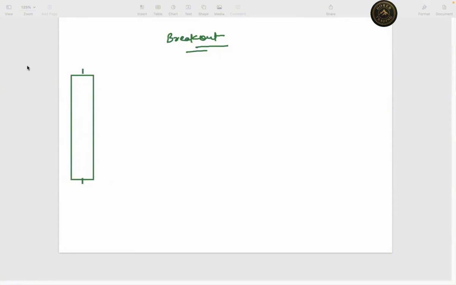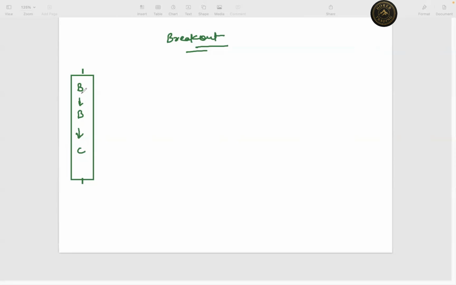But first of all, we need a big body candle. It's an unusual candle that is different from an ordinary candle, more powerful than an ordinary candle. So it's very important. The breakout should occur with a big body candle.